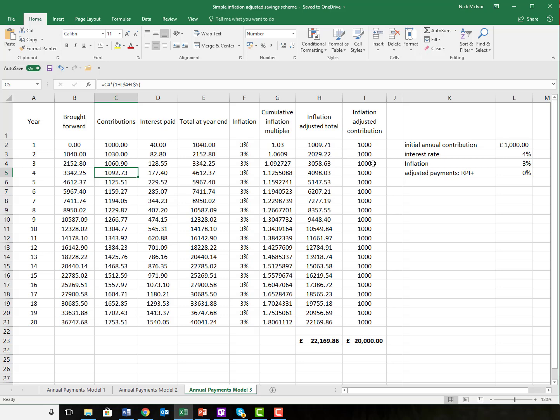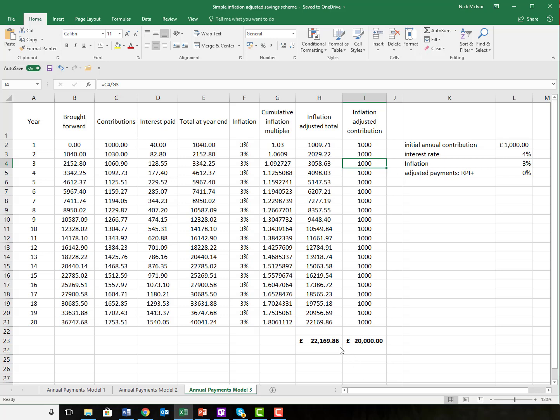my inflation adjusted contribution is simply the actual amount I'm putting in divided by the inflation rate up to that point. Well, that's the 31st of December in year 2, and that's the 1st of January in year 3, so you use the number from the previous year as the divisor. And as you can see, at this rate, I'm keeping the real value of my payments to £1,000 a year.